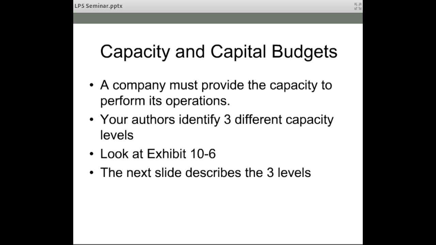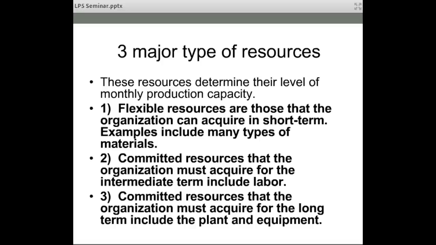A company must provide the capacity to perform its operations. Your authors identify 3 different capacity levels. So look at Exhibit 10.6, and the next slide describes these 3 levels. These resources determine the level of monthly production capacity. There are flexible resources that the organization can acquire in the short term, for example, materials. There are committed resources that the organization must acquire for the intermediate term, including labor. Committed resources that an organization must acquire for the long term are the capital items such as plant and equipment.